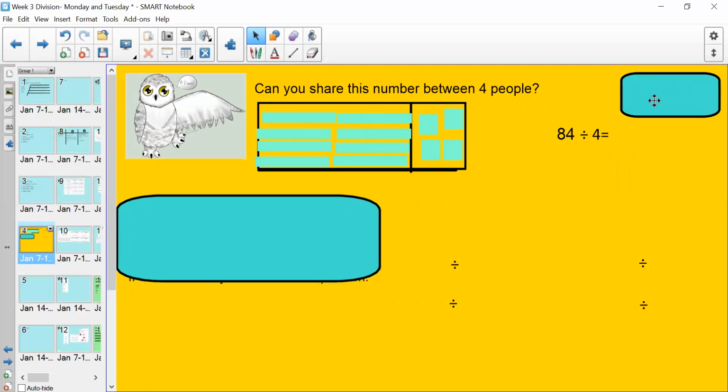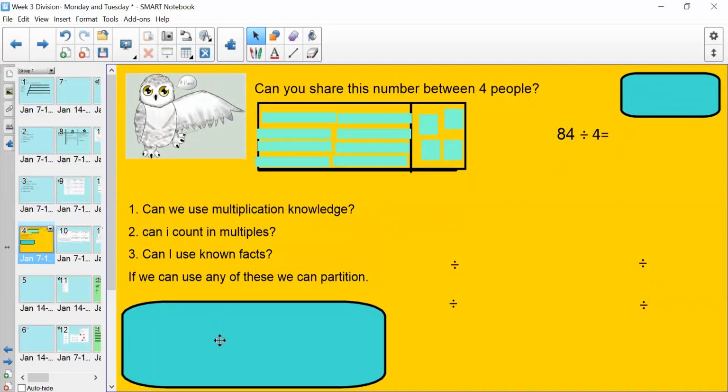Now there's lots of different ways that we can work that out. And we always need to see if those ways are going to work first before we move on to this method today. So these are what you should check. Can we use multiplication knowledge to work that out? Do you know what 4 times something is that equals 84? If you know that, you wouldn't need to work this out any further.